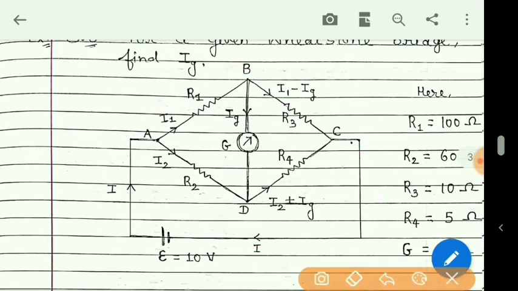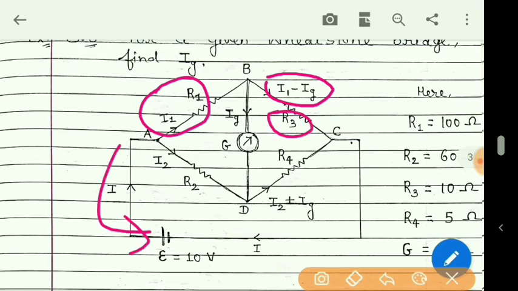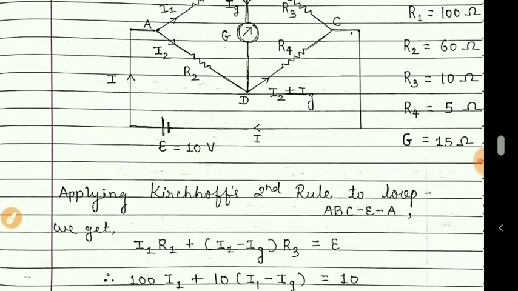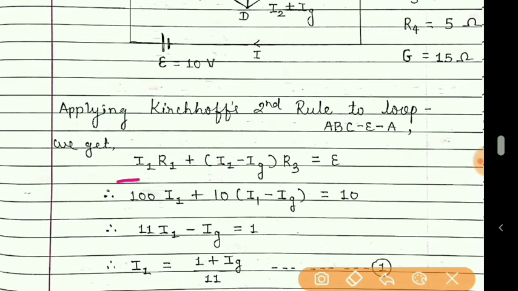But if we move anti-clockwise, then all these terms will be positive. So we will move here anti-clockwise. So in anti-clockwise, we will get I1 R1 positive, then I1 minus Ig into R3 again positive, and also positive of the battery. So the first equation, you can see, is I1 R1, I1 minus Ig into R3 and the positive of the cell or battery.